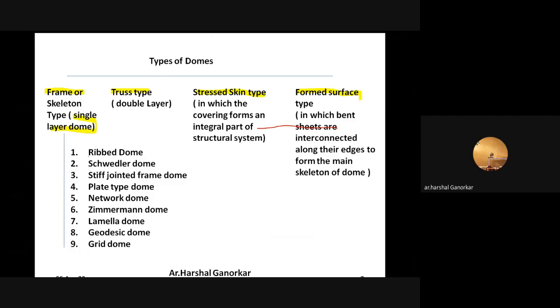But about the skin or skeleton type, again, it has nine different types of domes that come under this particular category. That is rib dome, Schwedler dome, stiff jointed dome, plate type, network, Zimmerman, lamella dome, geodesic dome, and grid dome. Let us see all these types one by one.